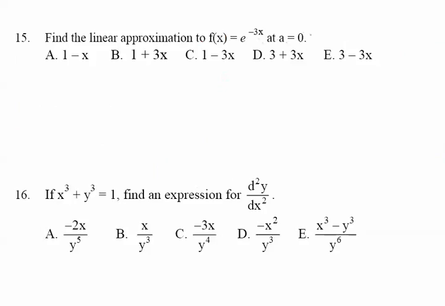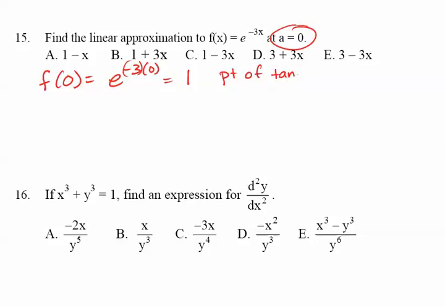Linear approximation, and this is at the point of tangency. We're going to, same as letting x equal 0, it's just telling you that it's a specific constant. All right, so our function, and we want to do this at 0. So f of 0 is going to be our point of tangency. So that would be e to the negative 3 times 0. And e to the 0, of course, would be 1. So that's our point of tangency for our linear approximation at 0, 1.